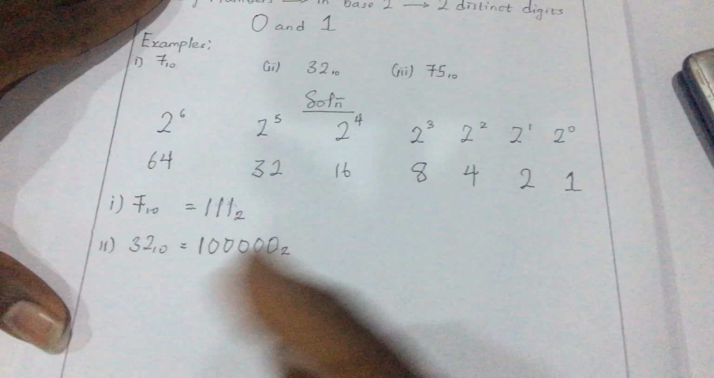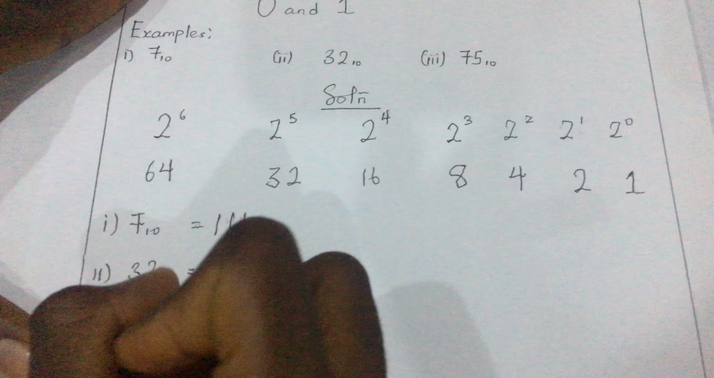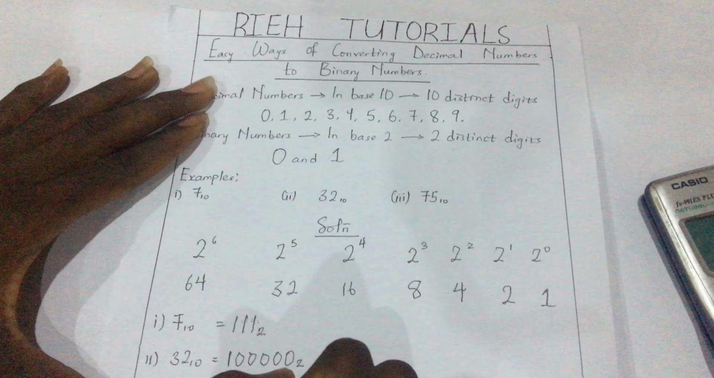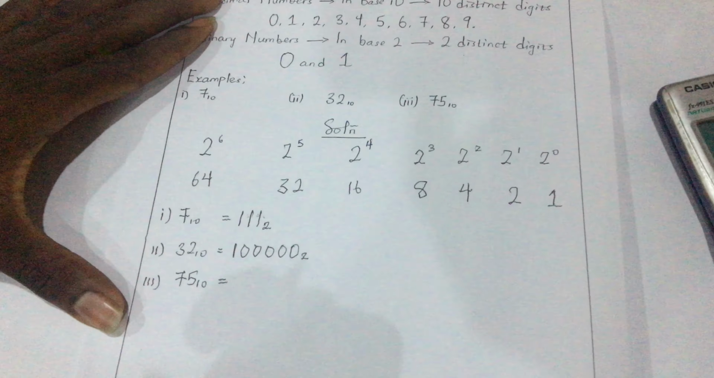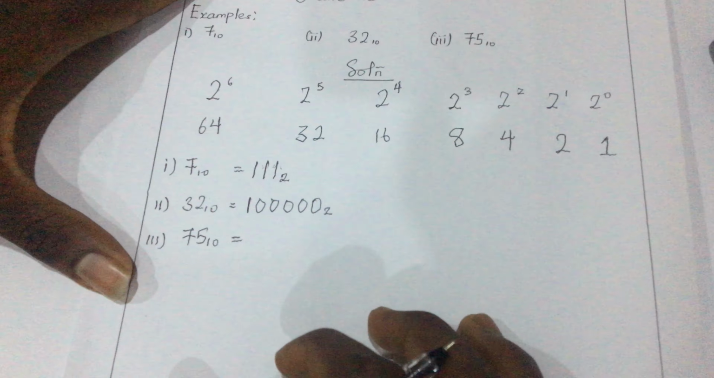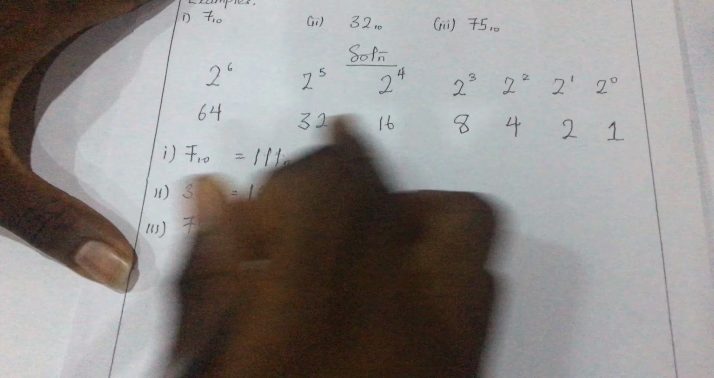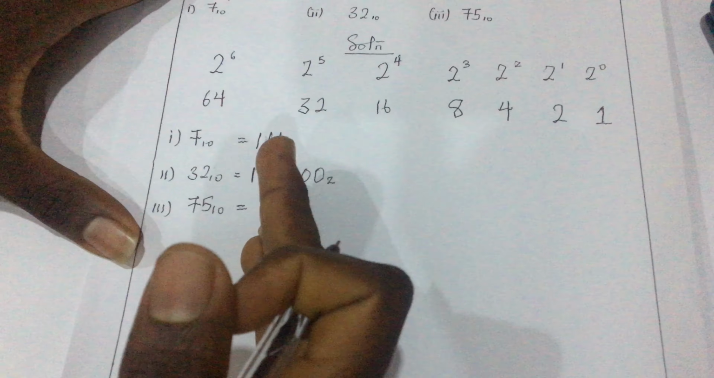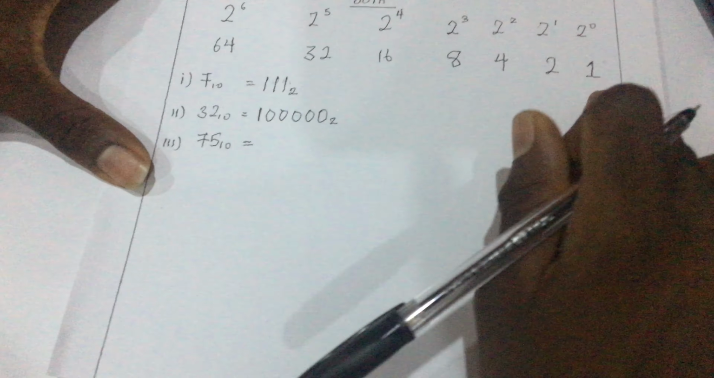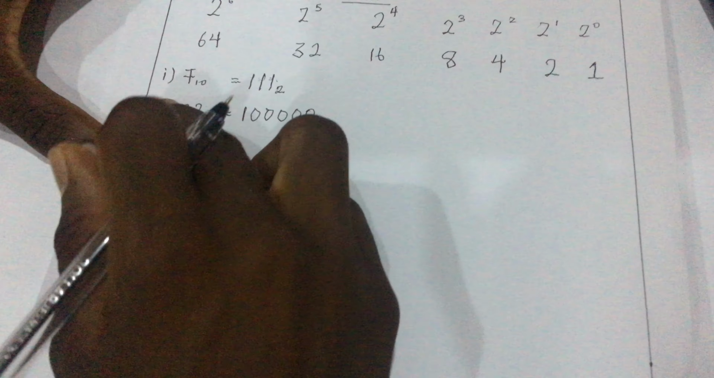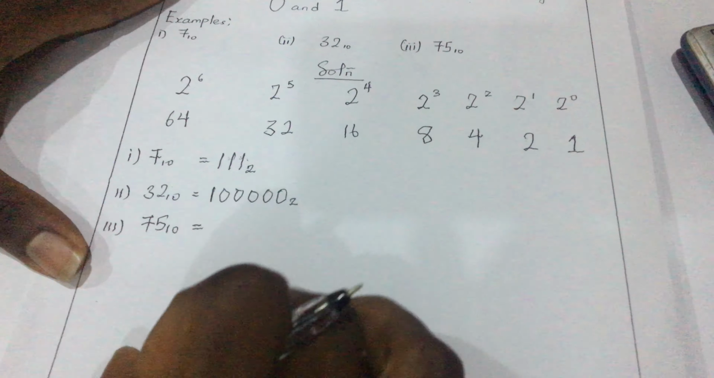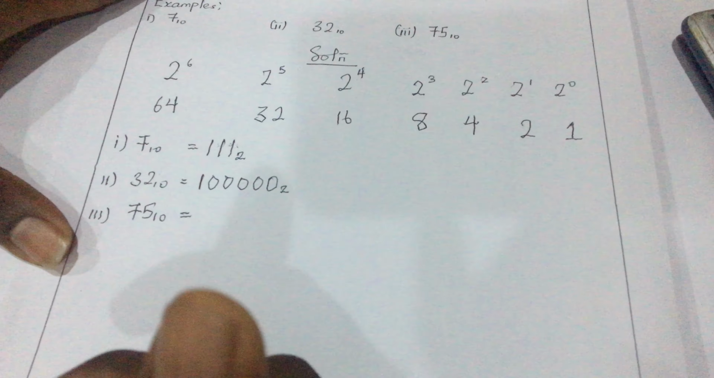So let's quickly move to our last example, which is 75 base 10. The first question you're asking yourself is, how many bits will the binary number for 75 base 10 give me? How do I determine that? Since 75 is not among these numbers, the closest lesser number to 75 here is 64. So counting downward, 1, 2, 3, 4, 5, 6, 7. That tells us that 75 base 10 will give us a 7-bit binary number.